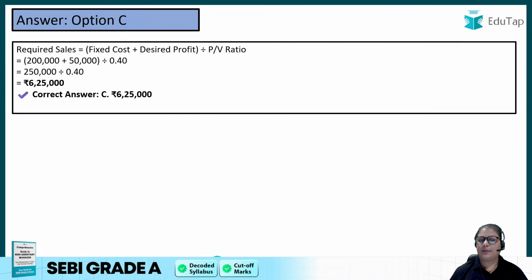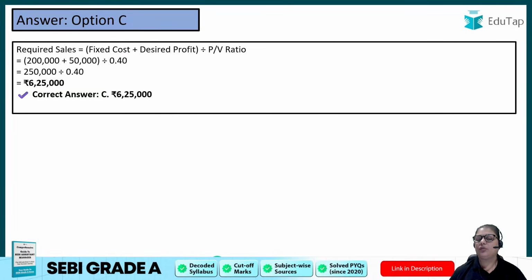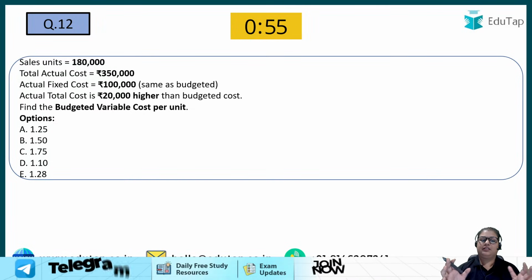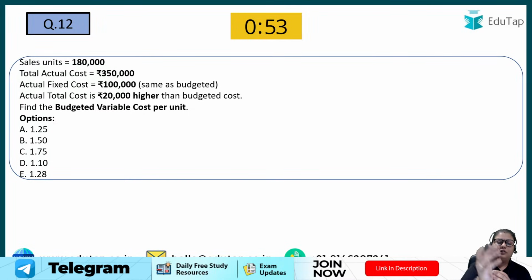So I've told you both the methods. If you know the formula, and even if you don't know the formula, you should remember the basic ones, and then also you'll be able to answer. ठीक है? Coming to question number 12. Okay, this is a very easy question. Just read it and you'll get it.